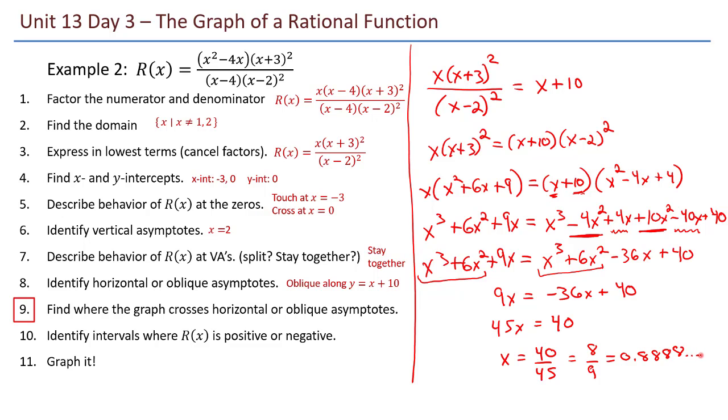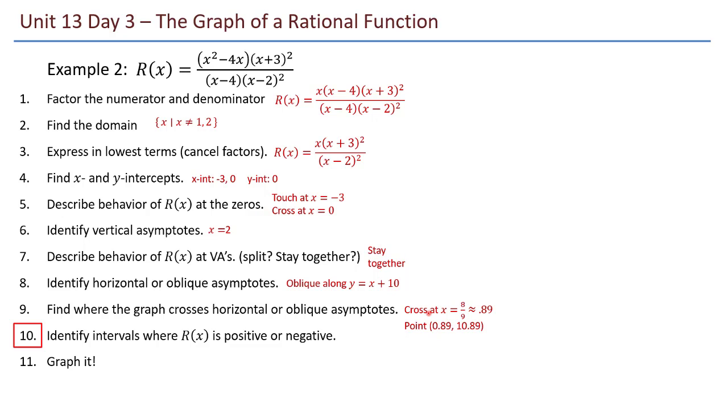0.8888 forever and ever. So what this means is that the point where my graph crosses the oblique asymptote has an x value of about 0.89. We'll just call that 0.89. So if that's the x value, what's the y value where it crosses that oblique asymptote? Well, y equals x plus 10, so all I need to do is add 10 to that, 10.89. So this gives me one more point that I know for sure on my graph. All right, so here it is. I cross at the x value of about 0.89, and it goes through the point 0.89, 10.89.